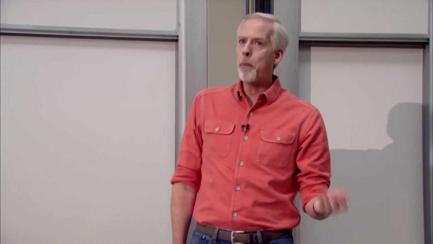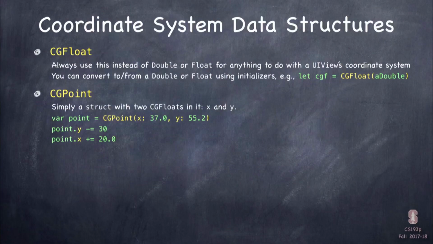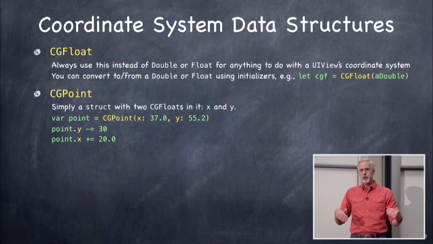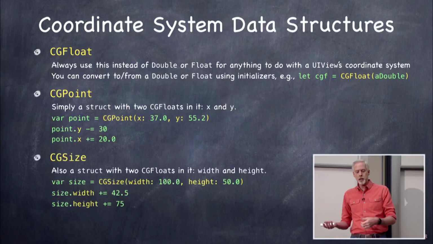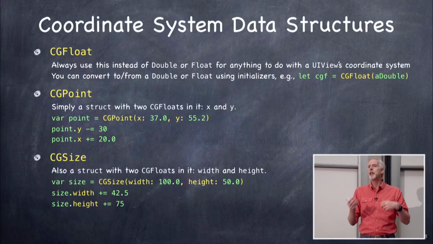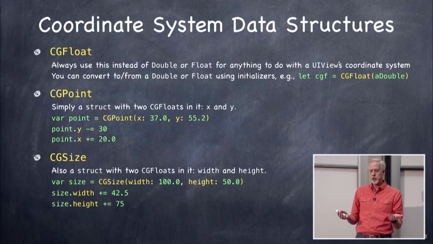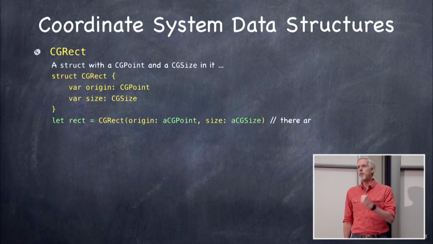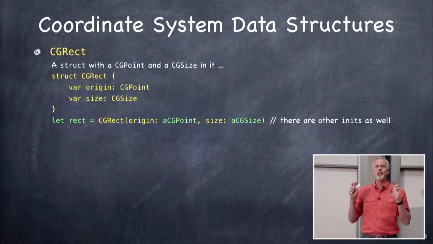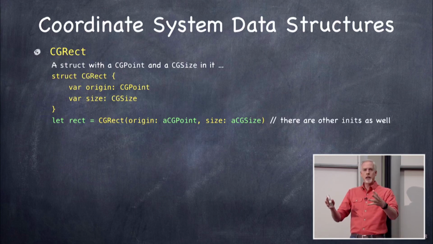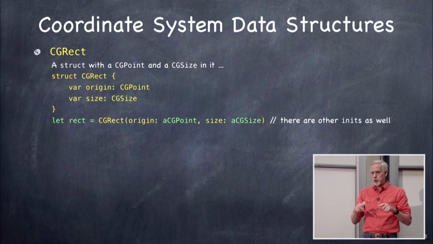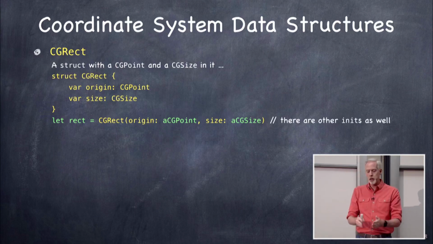Now, of course, there's CGPoint, which is just a struct with two things in it, x and y, which are both CGFloats. And there's CGSize, which is a struct that has two CGFloats, width and height. So you got CGFloat, the base thing, then you got points and size. And of course, you can combine point and size into the very important CGRect. CGRect defines a rectangle, obviously, including your view's entire bounds, or any rectangle you want to draw inside your coordinate system, you're going to use this.